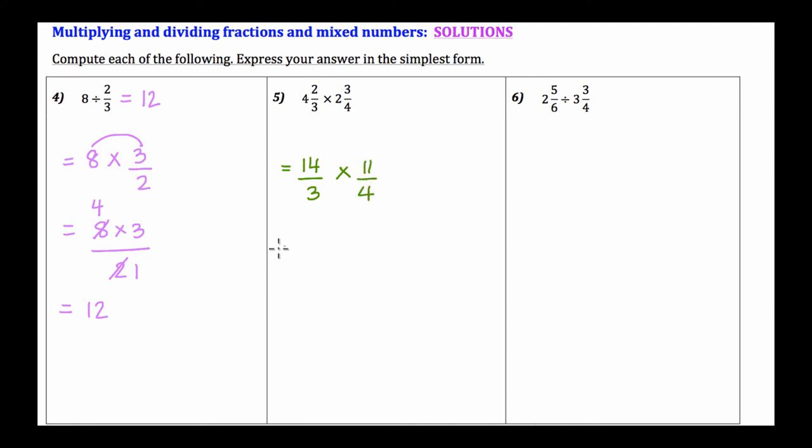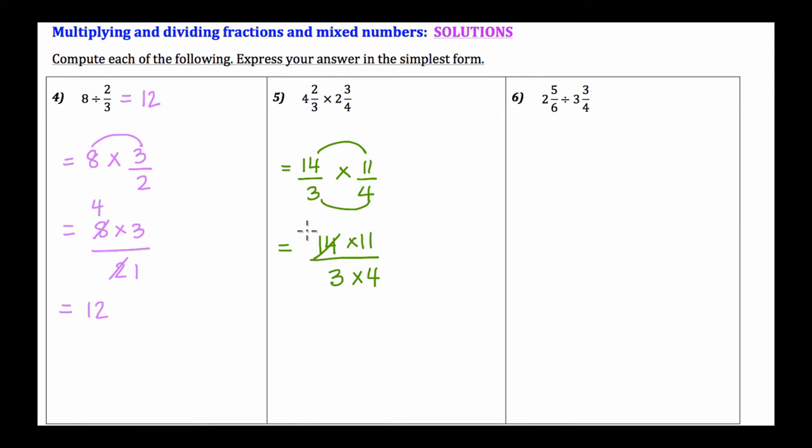Now that we have two fractions, we multiply the fractions as usual. We multiply the numerator with the numerator, so that's 14 times 11. And we multiply the denominator by the denominator, that's 3 times 4. When we do cross cancellation, we find that 2 is a factor that goes into 14 and 4.